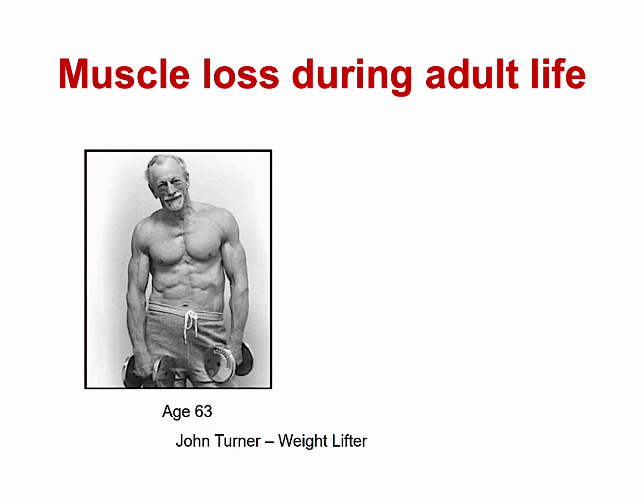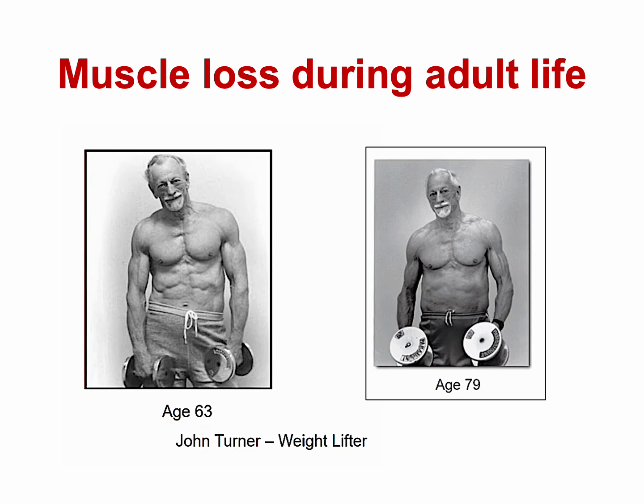Now, it is possible to maintain muscle mass, and this is a picture of Mr. John Turner, a weightlifter who was on the cover of Gerontologic Journey when he was age 63. And he has quite an impressive physique for a 63-year-old. And they did publish a picture of him 16 years later, and he continued to be an avid weightlifter and still looks amazing for a 79-year-old. But if you look carefully, you can see that even he, despite his active muscle strengthening and muscle building exercises, has lost muscle mass.